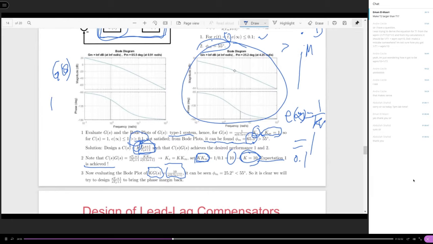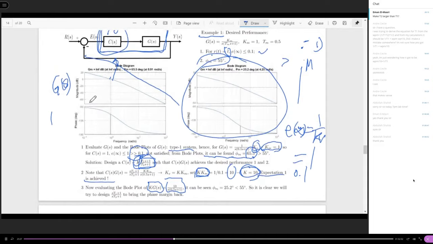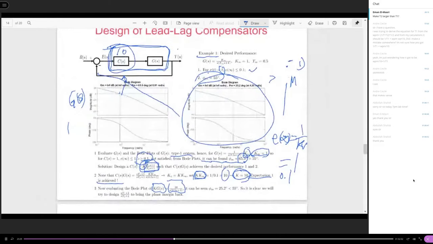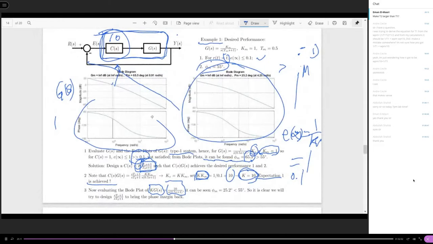Because you raise the magnitude by 20 log of 10, which is 20 dB, okay? You are raising this magnitude by 20 dB. But K will not affect the phase plot, right? K does not affect the phase plot. So that will result in what? Your phase margin is going to be decreased.